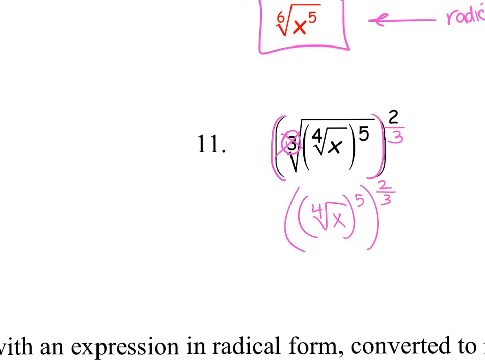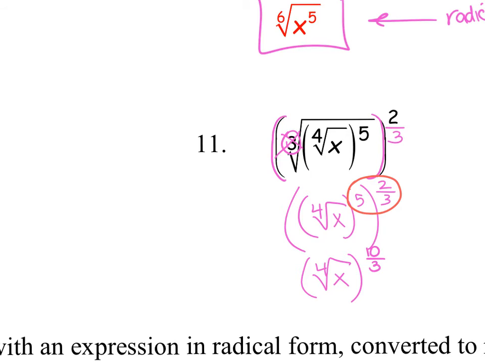Technically, we could, I would say let's just keep working from the outside in, okay? So now, when you look here, you have power to a power. What do we do with power to a power? We multiply them. So that leaves us with 10/3, right? 5 times 2 is 10, 1 times 3 is 3.